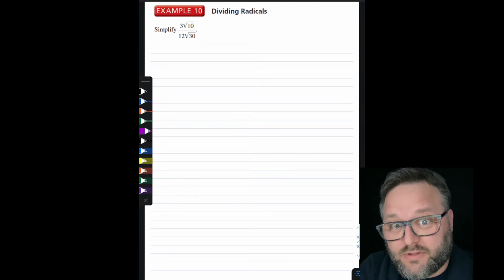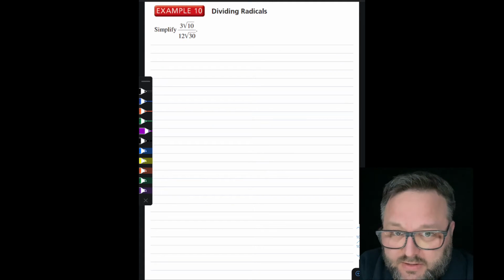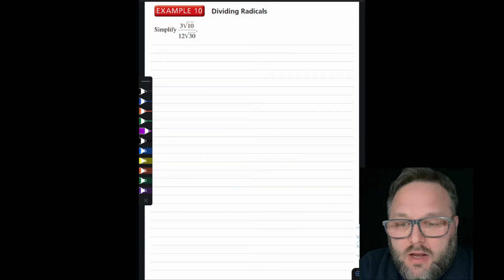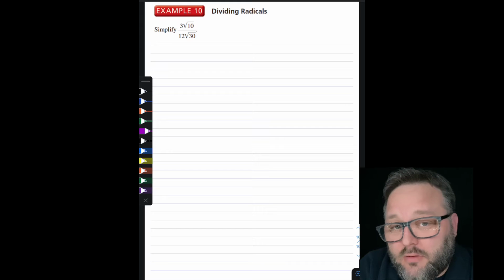All right, we're almost out of this section. Finish line is here for 6.3. All right, so we have to keep in mind that we're trying to divide radicals here.